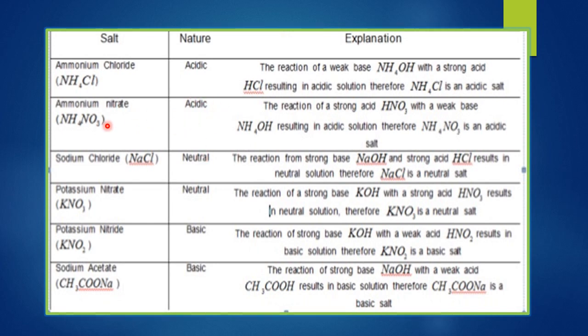So this way, from which base and from which acid the salt has been formed, you can predict the nature of the solution, whether the solution is going to be acidic, that is, pH is going to be less than 7, or the pH is going to be 7 for a particular solution, or it is going to be more than 7.